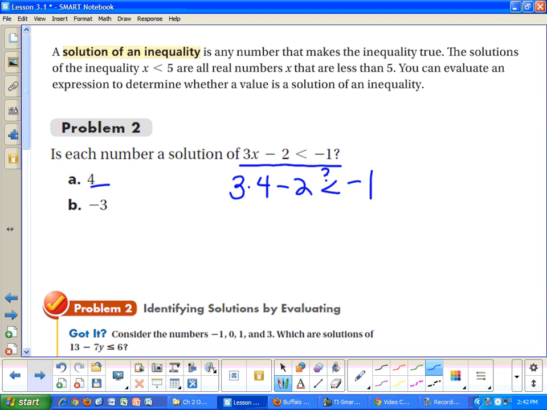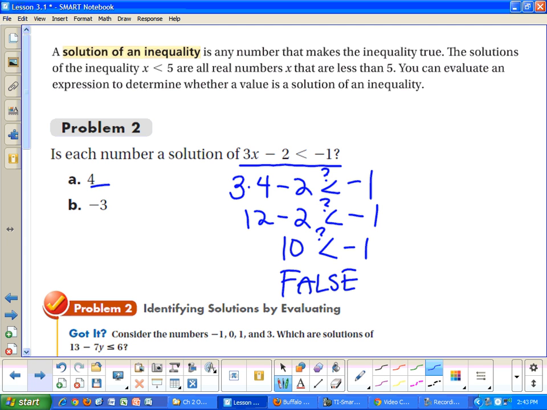We don't know yet. 3 times 4 is 12 minus 2. Is that less than negative 1? 12 minus 2 is 10. Is that less than negative 1? The answer is, that is false. So 4 is not a solution.